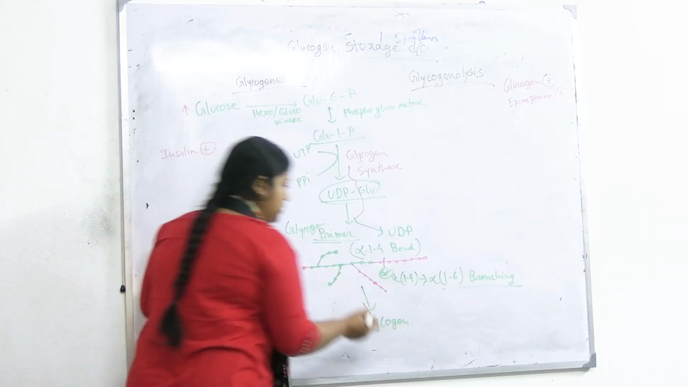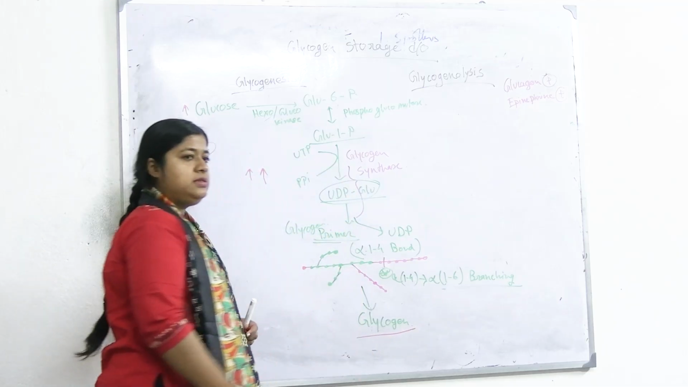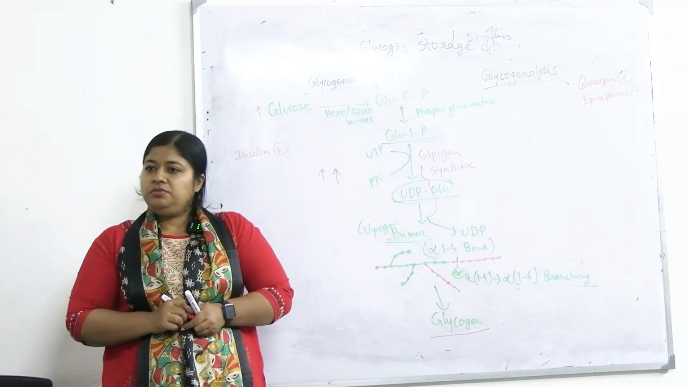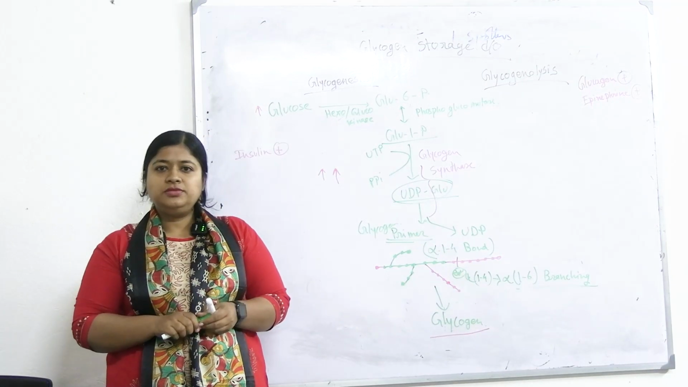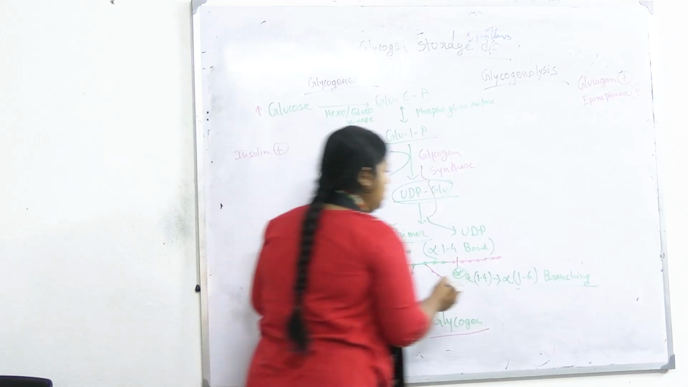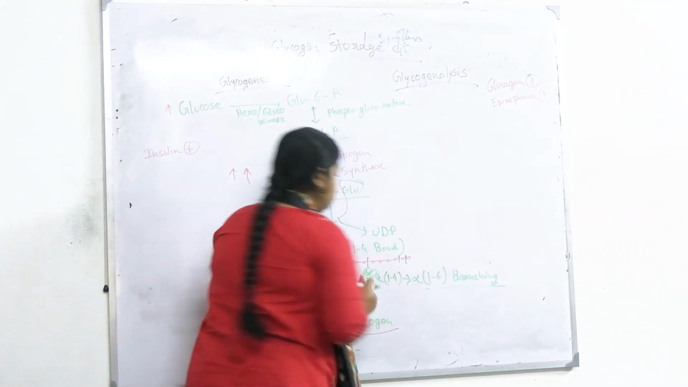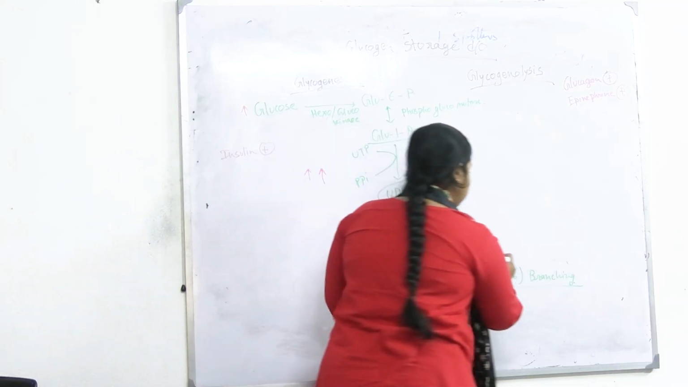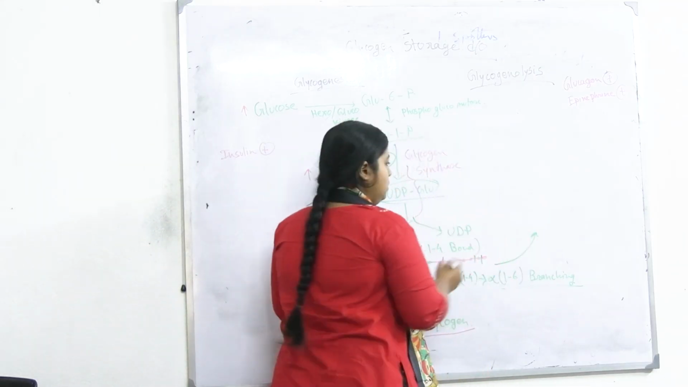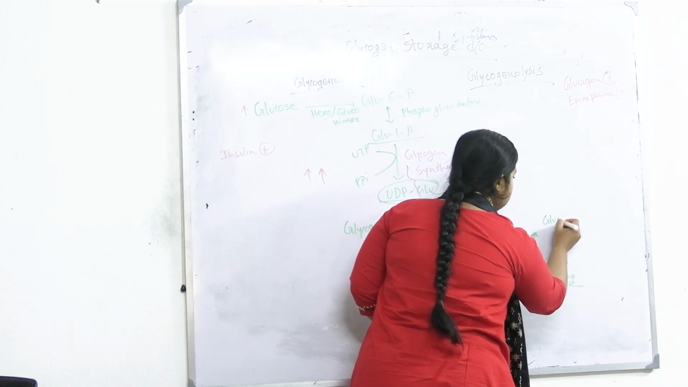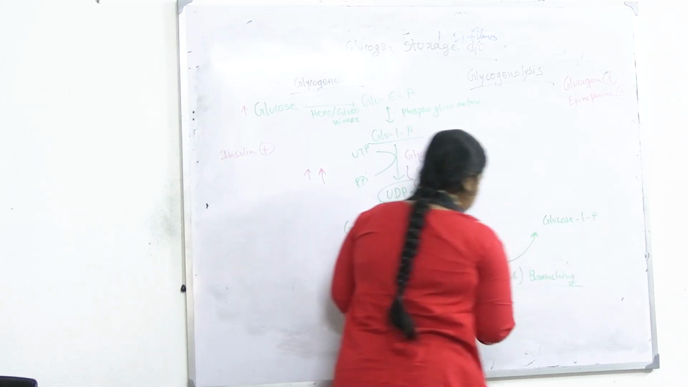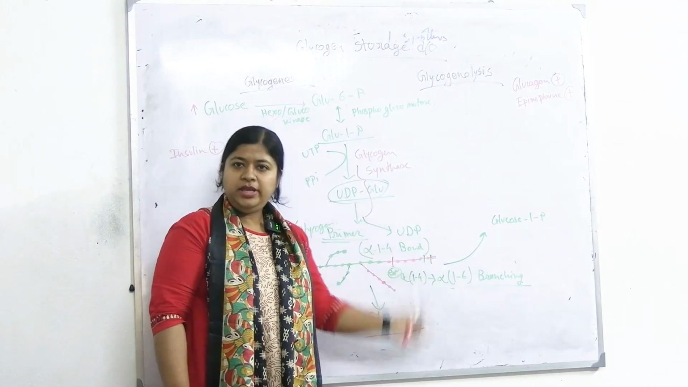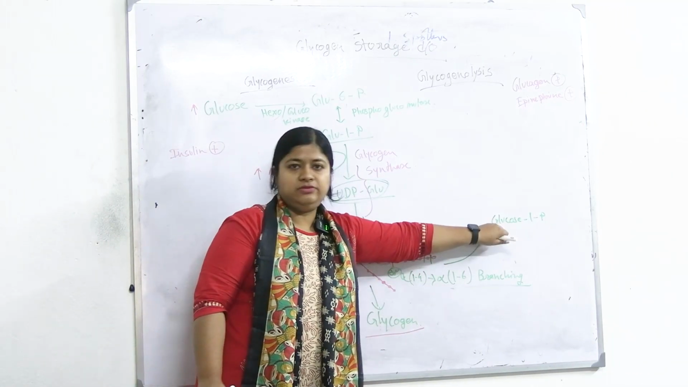So breakdown of glycogen, how does it happen? Glycogen is nothing but linear or branched chains of single glucose molecules. Initially, single molecules of glucose will be removed to produce glucose 1-phosphate. The end glucose will be phosphorylated and then broken down into glucose 1-phosphate.